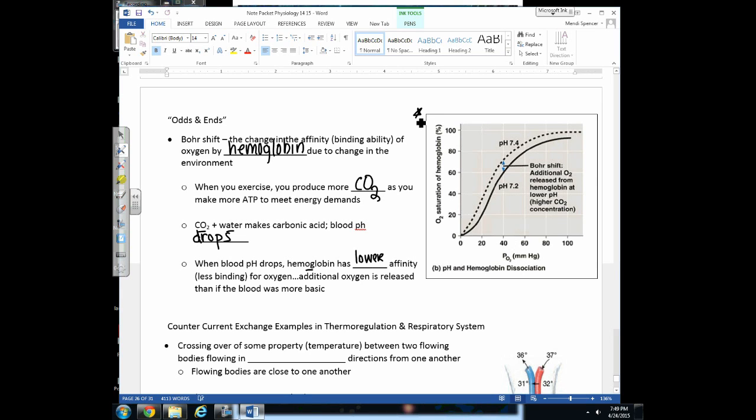This graph is showing you the Bohr shift, and it's simply showing you that whenever blood acidity or pH drops and it becomes more acidic, then this much oxygen is getting released. And if the blood wasn't acidic, then that oxygen would still be bound to those red blood cells and not being released by the hemoglobin and being delivered to the cells of the tissue.